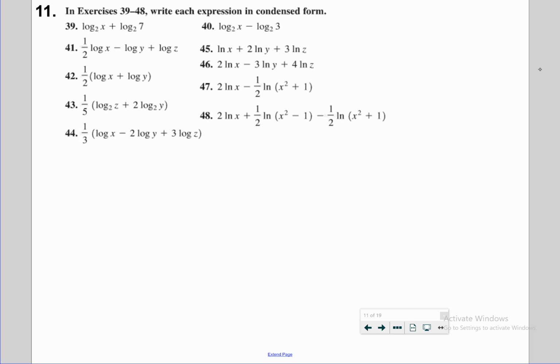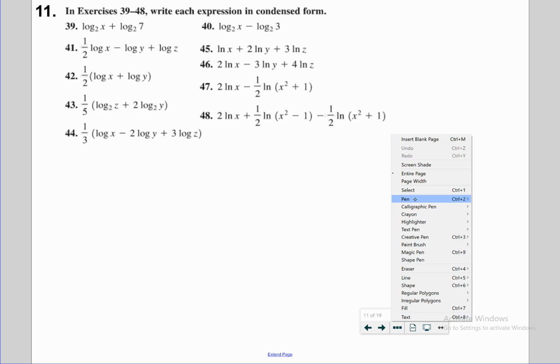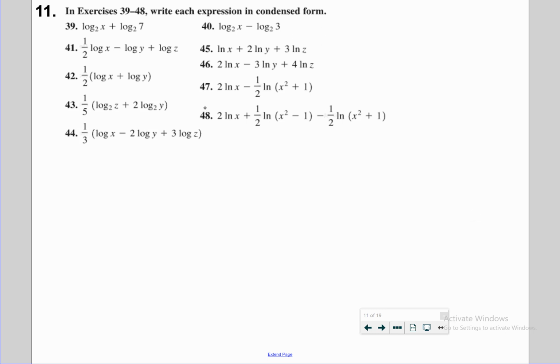There we go. All right, number 48, condensing. So three things we want to look for to condense. First of all, can we move any powers that are down in front of the log up? Then if we have any addition, we want to turn that into multiplication. And if we have any subtraction, we want to turn that into division. Those are the three things, okay? So you want to make sure your final answer doesn't have any of those. And when we say addition and subtraction, we mean addition between logs and subtraction between logs.